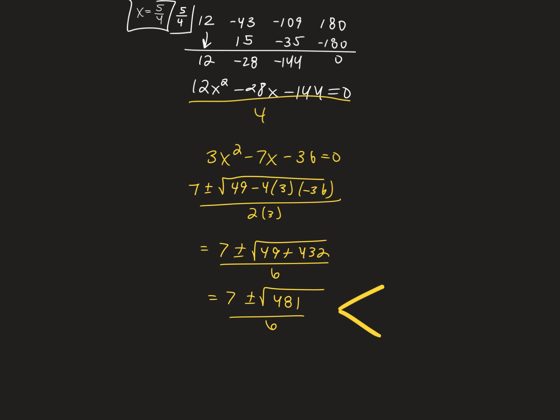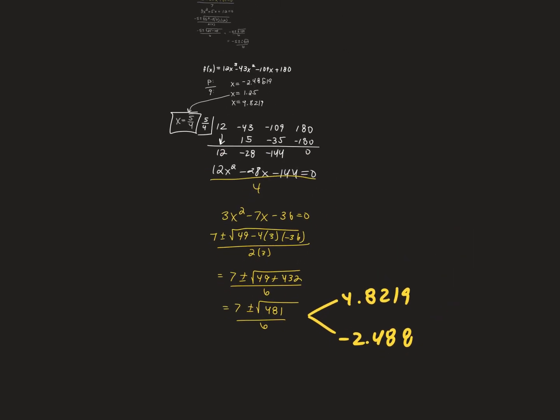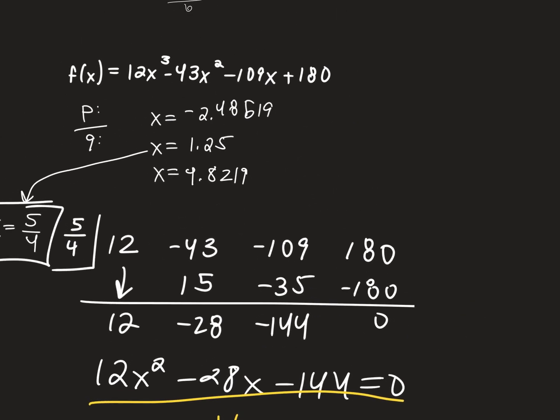Let's put this in the calculator. Let's say 7 plus the square root of 481. Hit enter, then hit divided by 6. And I got 4.821. Okay, and then I'm going to do the same thing. I'm going to say 7 minus the square root of 481. Hit enter, then divide by 6. And I got negative 2.488. Are those the two decimals that I got up here? Yes, they are.